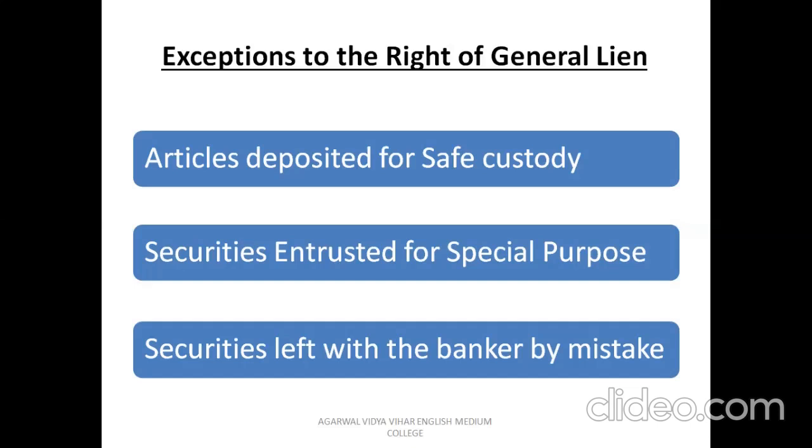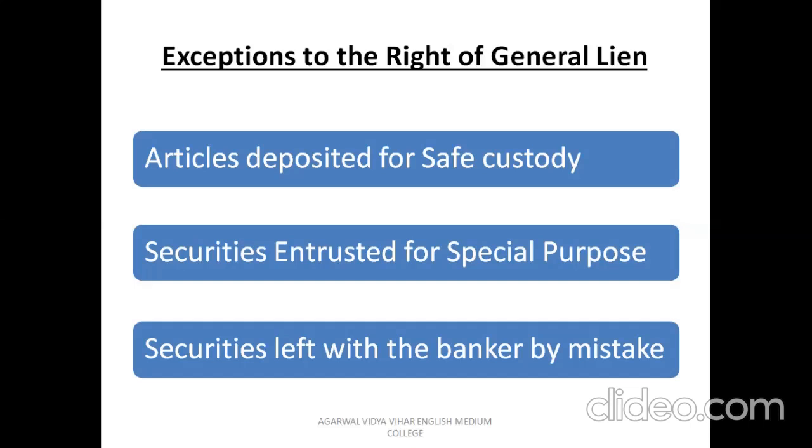And the last one is securities which are left with the banker by mistake. The banker cannot exercise the right of general lien on the securities, or you can say on the documents which are left by mistake with the banker.